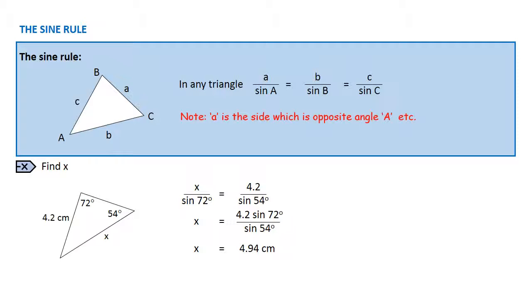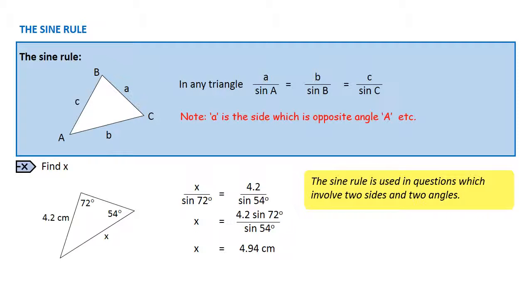The first is, you may be wondering, why do we need another rule for finding out unknown sides and angles in a triangle? Well, not all questions will come out using the cosine rule, and that's why we need the sine rule for some. In general terms, you would use the sine rule in a question which involves two sides and two angles, whereas the cosine rule is used in questions which involve three sides and one angle.